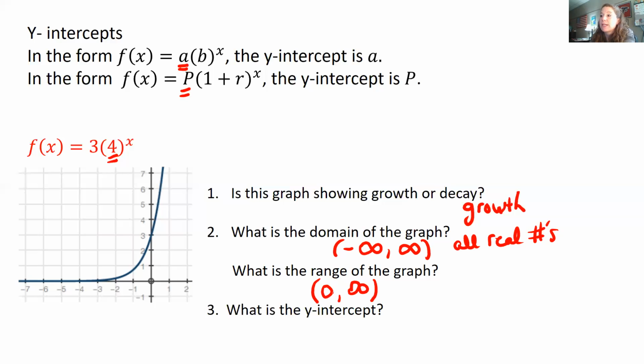And then number 3, what is the y-intercept? There are 2 ways we can tell. One is we can see that this goes through the y-axis right here at (0, 3). The other way, remember, is you look at what letter A is in the equation. So the y-intercept is (0, 3). We get that from both the function and the graph.